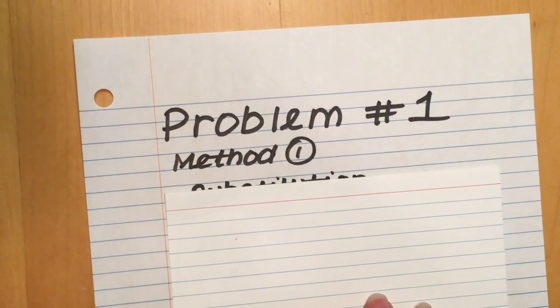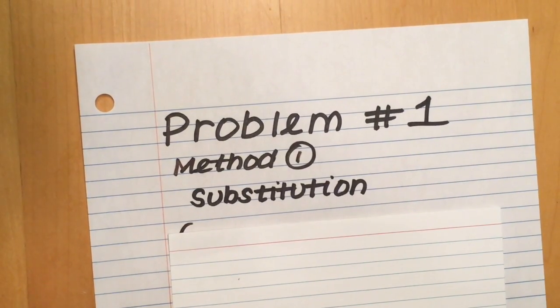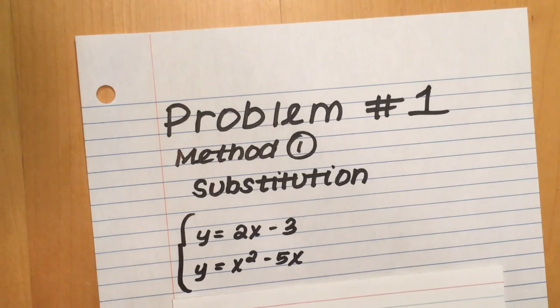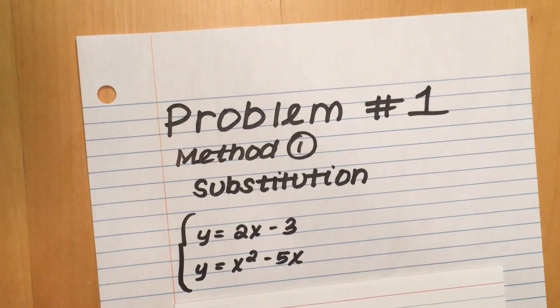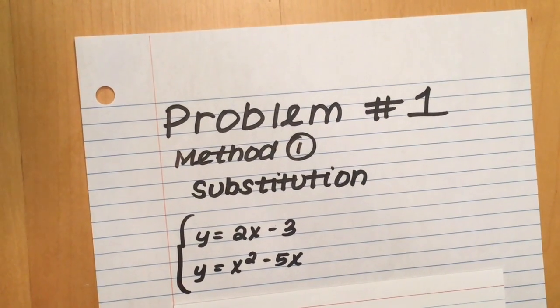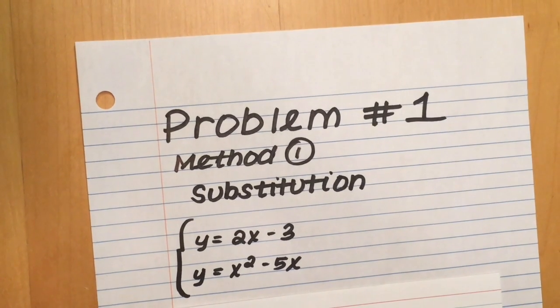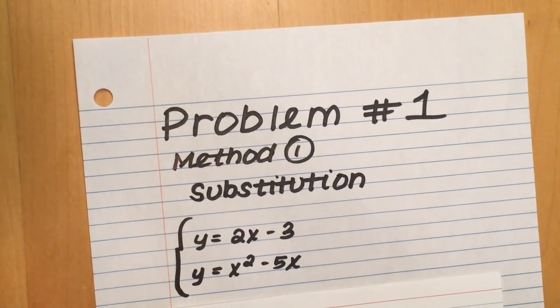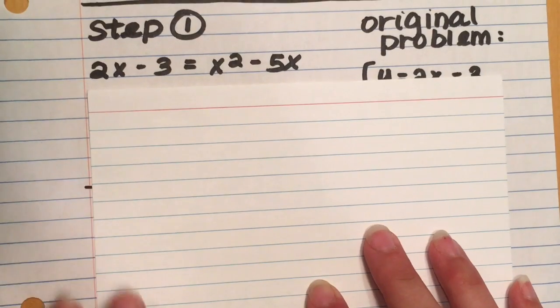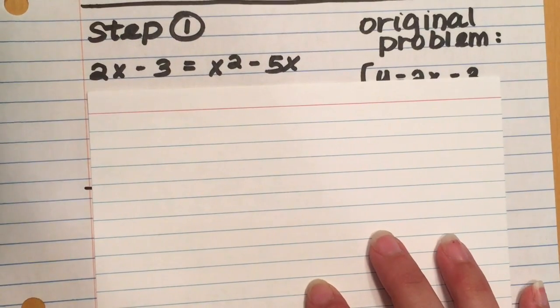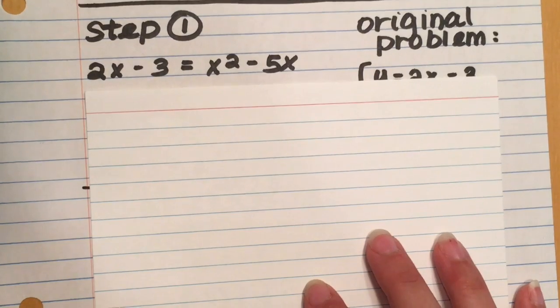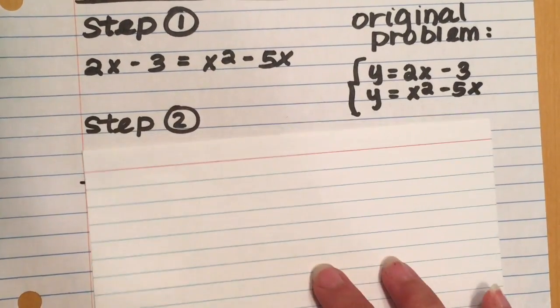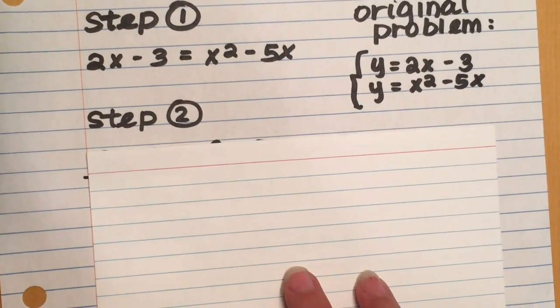Problem number 1, method number 1, is substitution. Our two equations are y equals 2x minus 3 and y equals x squared minus 5x. Step 1 will be to set the two equations equal to each other. You will get 2x minus 3 equals x squared minus 5x.